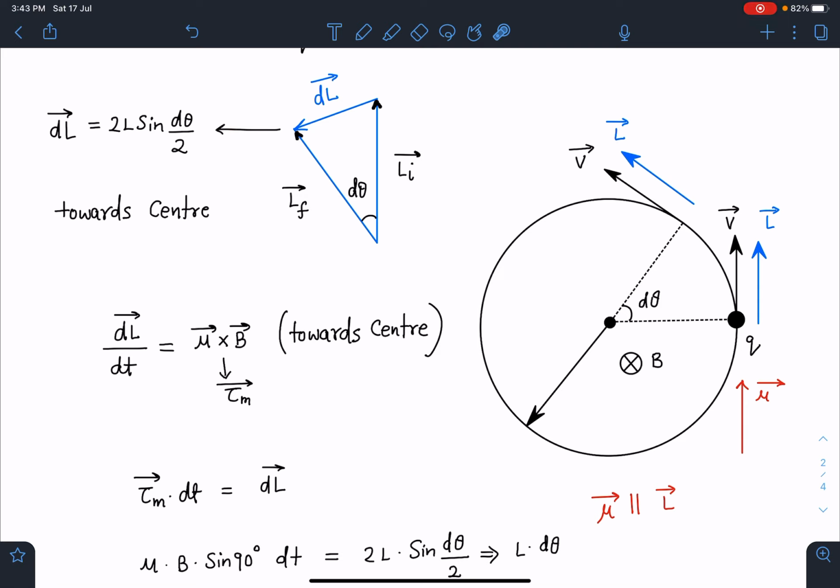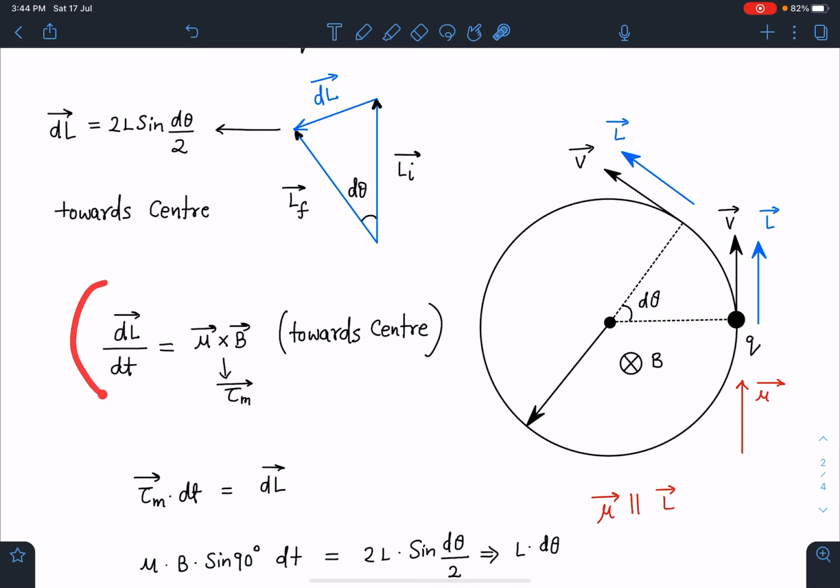And similar to circular motion, its direction at the initial moment, in fact all the time, will be towards the center of the circle. I'm using the same analogy here. That means the torque on the particle must be in the direction towards the center of the circle. Mu vector is parallel to L. So mu cross B, if you check, the direction of mu and B is into the plane, so mu cross B again is coming towards the center, which is verifying the claim here.